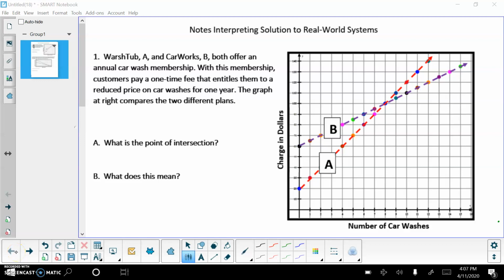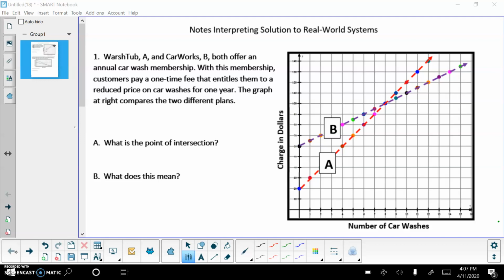This is our tutorial on interpreting solutions to real-world systems. Last time we looked at just finding the solutions to systems of equations from a graph, and this time we're doing that as well as interpreting them given a real-world scenario and a graph that goes with it.